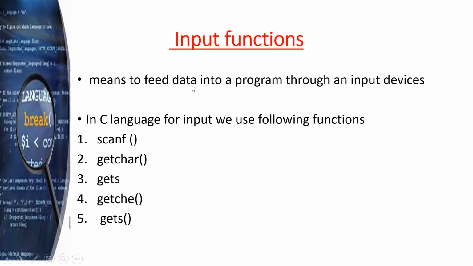The first one is scanf, getchar, gets, getch, gets. But now your book has been revised, and in this new edition, only scanf is there. Topic statements. So we will get only this statement. The rest will be skipped.